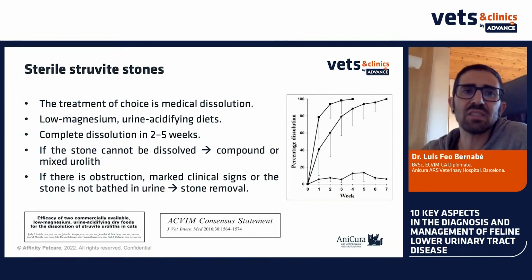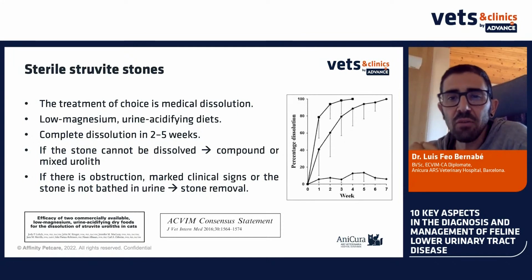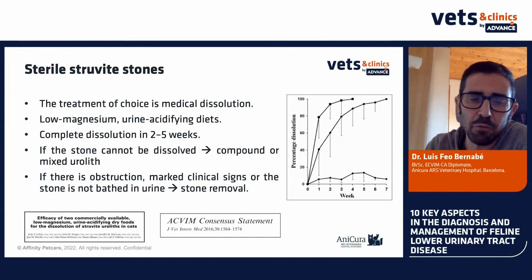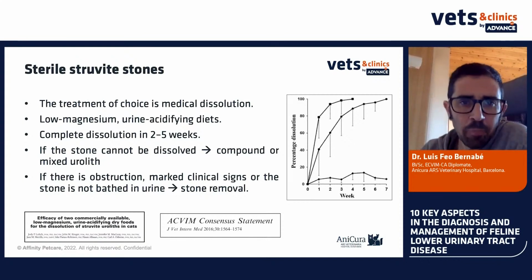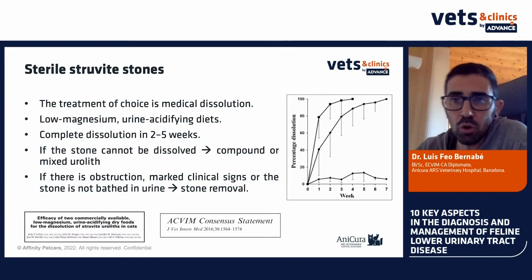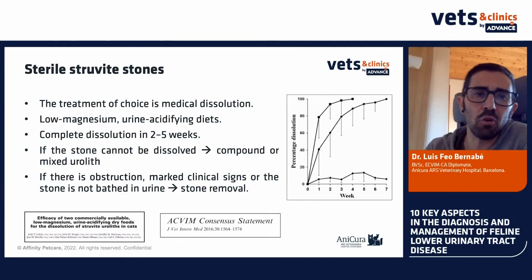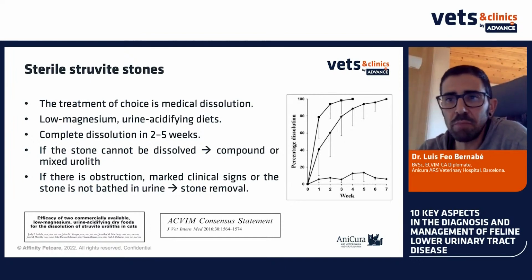So how do we treat these sterile struvite stones when you don't have an infection? The treatment of choice is medical dissolution. We know that if you use a low magnesium diet and urine acidifying diets, you will have dissolution most of the time in between 2 to 5 weeks, as you can see in this paper from Minnesota. However, if you don't have dissolution in this period of time, maybe you have a compound or mixed urolith, and that's important to remember.